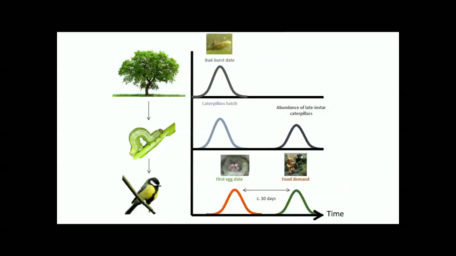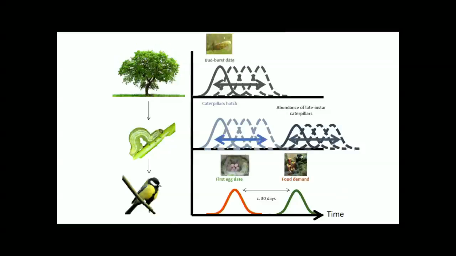And the problem for them is that they have to lay their eggs about 30 days before that peak of food demand of the offspring, so they've got to, in some sense, anticipate or time their breeding correctly to anticipate that peak in food demand. And the problem, of course, and this has been studied for some time, is that the timing of these events varies from year to year.